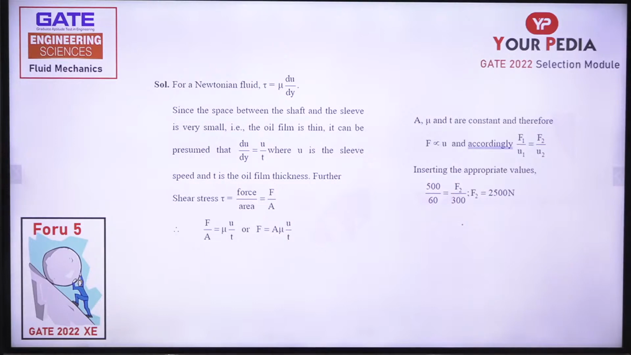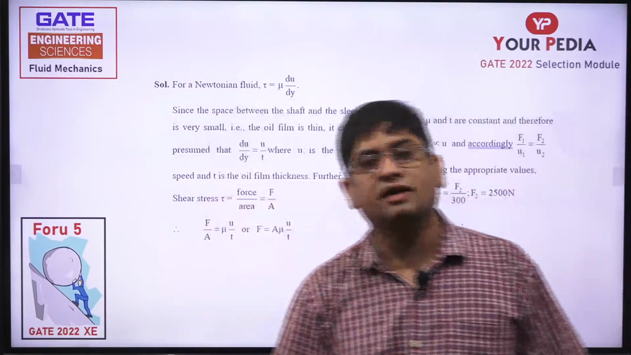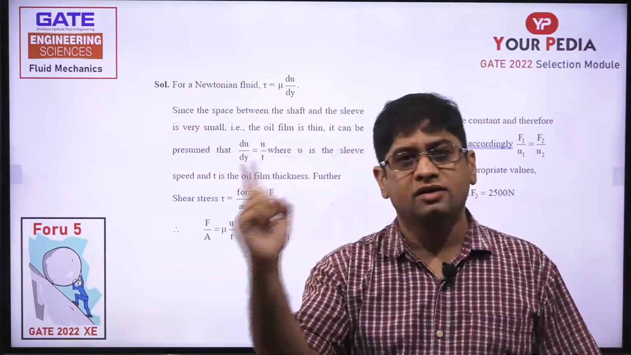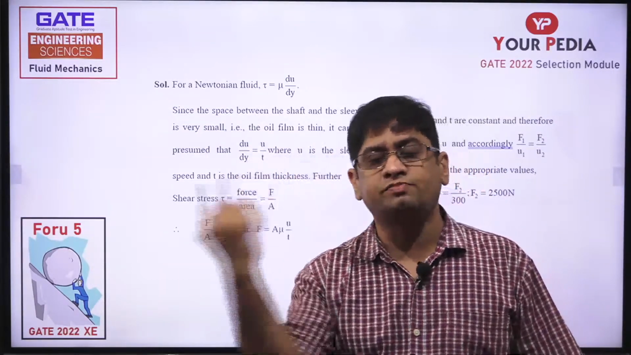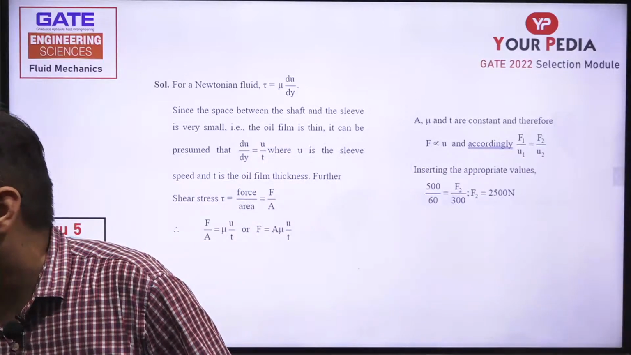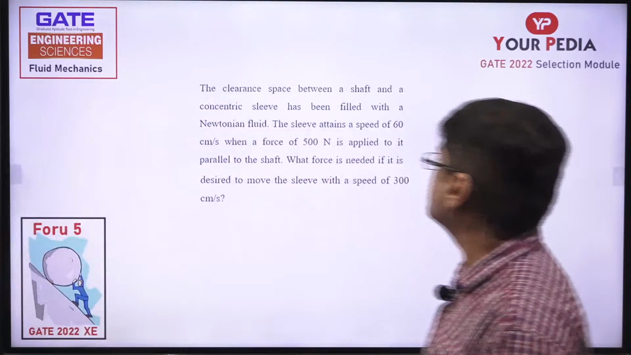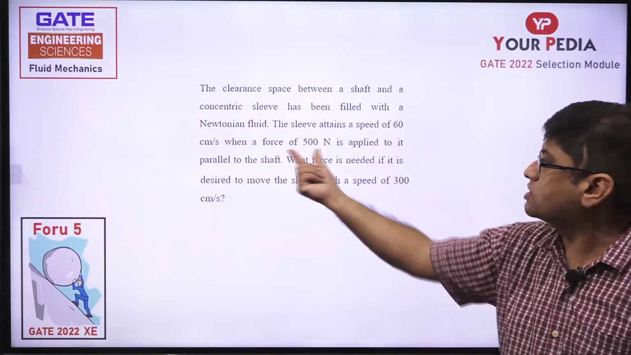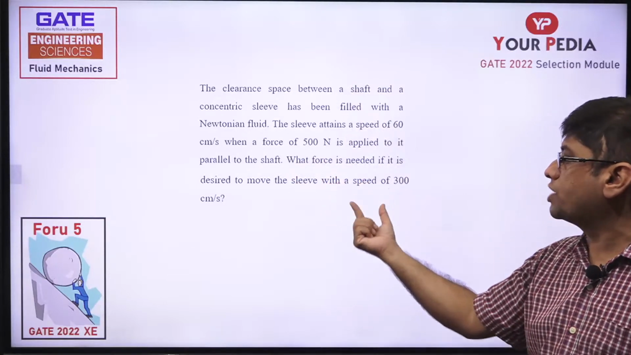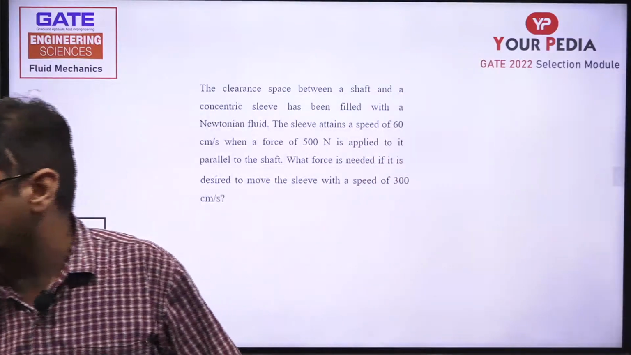Now you see, I'm not changing the contact area between sleeve and shaft. Am I changing the contact area? Same shaft, same sleeve. I'm only changing the force acting on the sleeve and the speed. These two things only I'm changing. So read the question again. The sleeve attains this speed when force is applied on it. What force is needed if the sleeve is to rotate at this speed? So force on the sleeve and velocity of the sleeve, these two things only are changed.